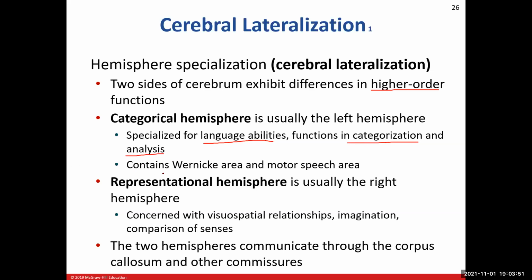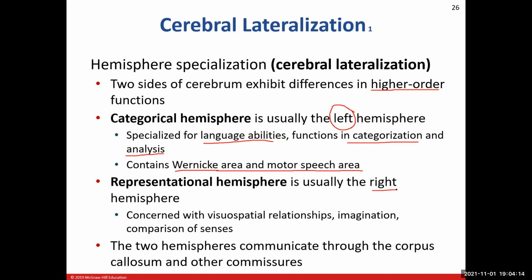The left hemisphere predominantly is going to be the categorical hemisphere for most people, not for everybody. So we have our Wernicke's area, and that's our language comprehension. That was that area I was telling you about in the parietal lobe. And then we have our motor speech area, that's Broca's area. That's the area that I'm using right now as I'm talking to you. So normally the categorical hemisphere will be the left hemisphere. That means the right hemisphere is going to be the representational hemisphere.